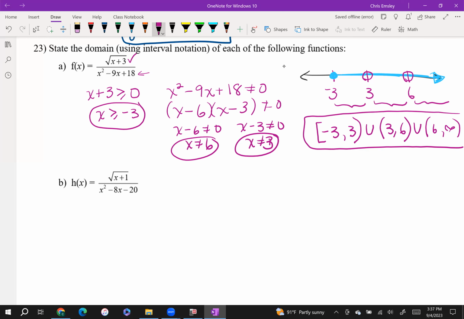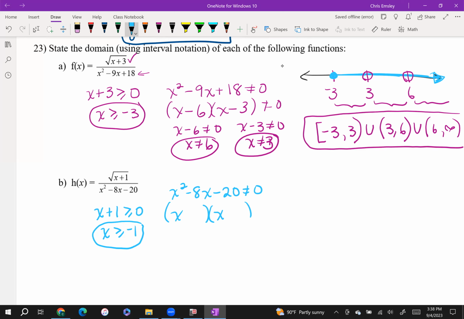Same setup for part B, okay? Let's work this one. We have to make sure this time that x plus 1 is greater than or equal to 0, which leads us to x greater than or equal to -1. That will make sure our even radical is okay. We also have to make sure that that denominator is not 0. Can't be 0. So we need to factor here.